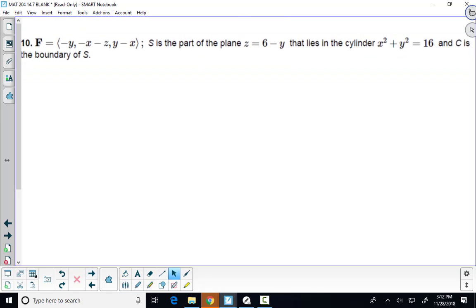Okay, let's talk about this one for a minute and see if we can conceptualize what's going on. Vector field. Here we have a plane that lies in the cylinder. So we've got a tilted plane in a cylinder, a right circular cylinder. We end up with a surface that's a tilted ellipse, because the tilted plane is passing through the cylinder. So the boundary is going to be an ellipse coming from that right circular cylinder. That's our surface.